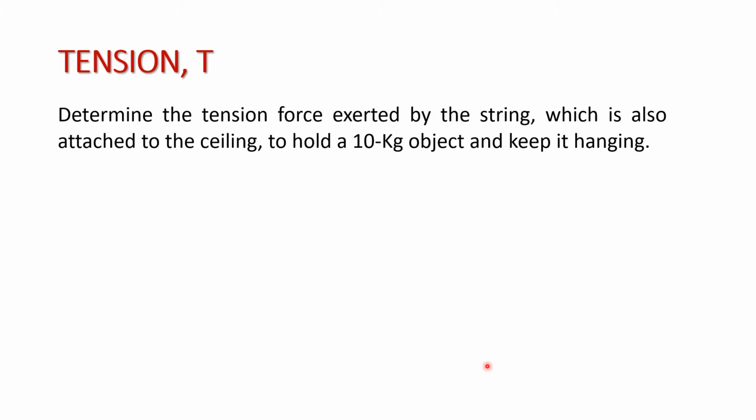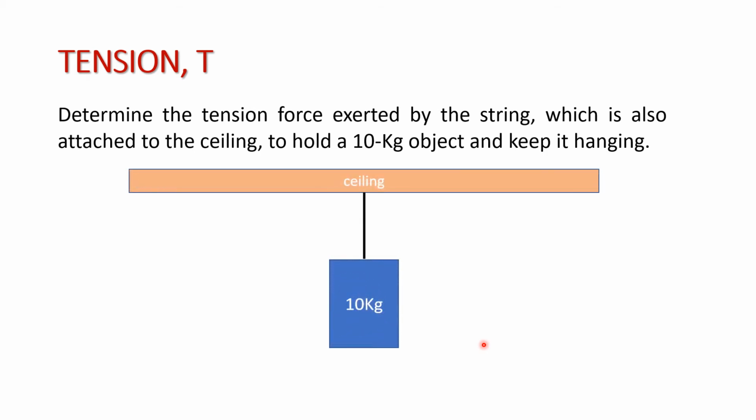Let us now solve a problem involving tension. Determine the tension force exerted by the string, which is also attached to the ceiling, to hold a 10 kg object and keep it hanging. So this is our illustration. The object has a mass of 10 kilograms, which is attached to a string, and the string is also attached to a ceiling. So the string is keeping or preventing the object from falling. This is our tension force or tension exerted by the string, and the weight is coming from the object.